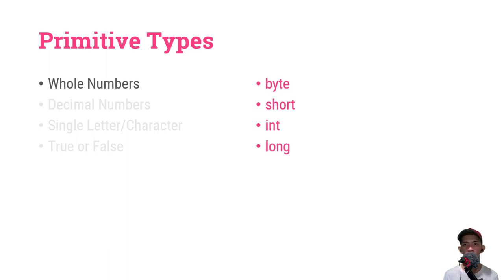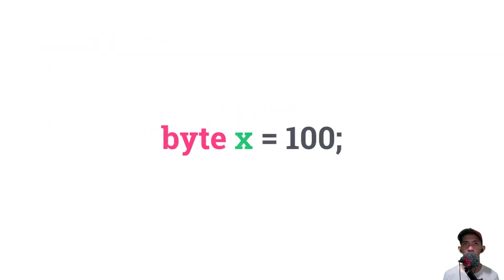We have long. So, to declare a variable with a byte data type, ilalagay lang natin yung byte sa una, and then followed by variable name which is x equals 100. Ang byte ay kayang maglaman ng 1 byte or 8 bits. Kaya niyang i-store yung negative 128 up to positive 127.